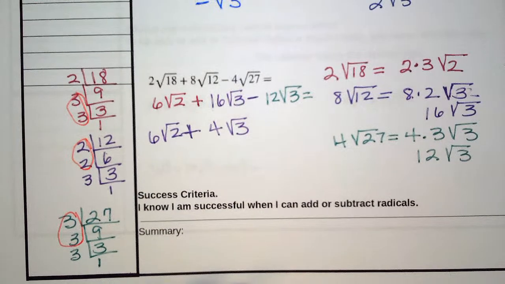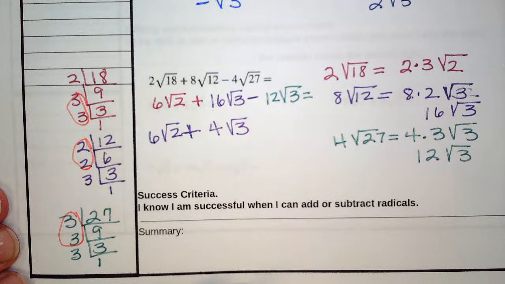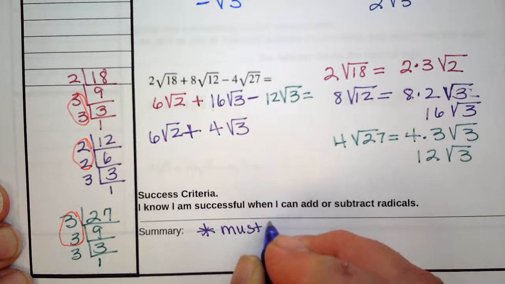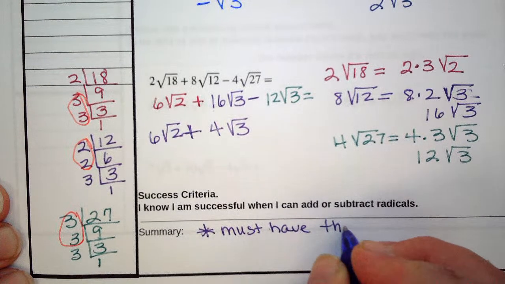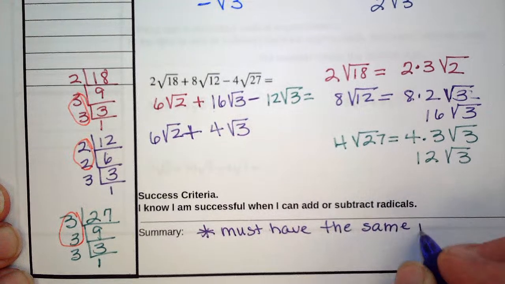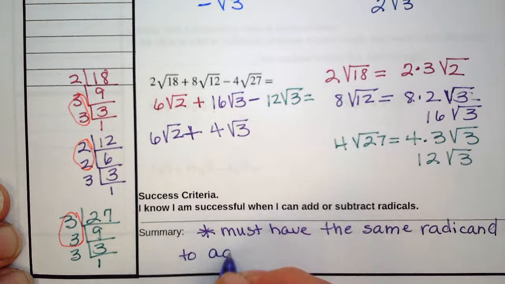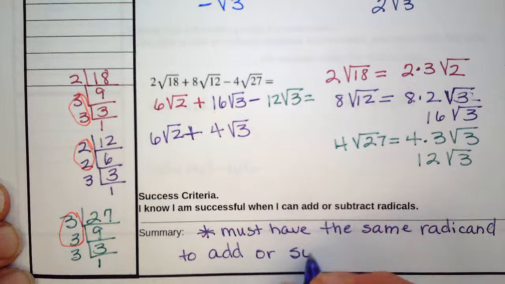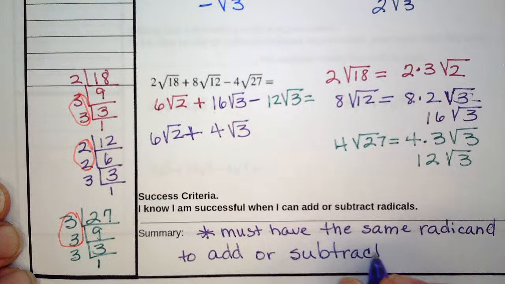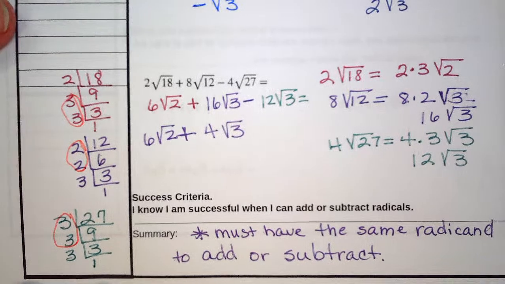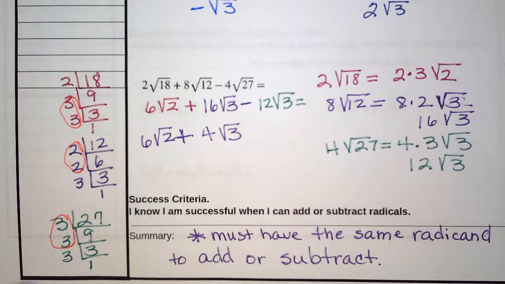How do you know when you're successful? You know you're successful when you can add or subtract radicals. You must have the same radicand to add or subtract. You can also think about fractions, how you have to have that same denominator to add or subtract. But when you get into multiplying and dividing, it's not the same. So remember that as we go on with how we use the arithmetic on radicals.